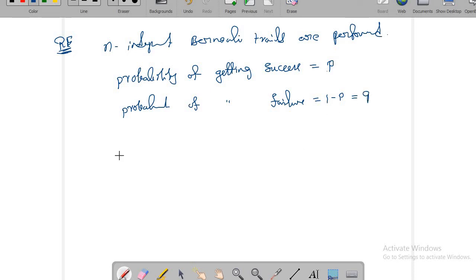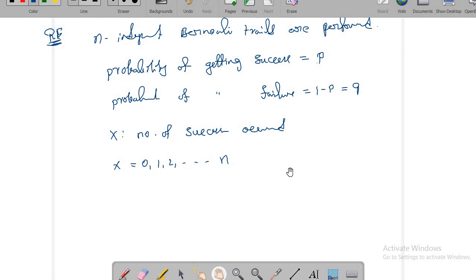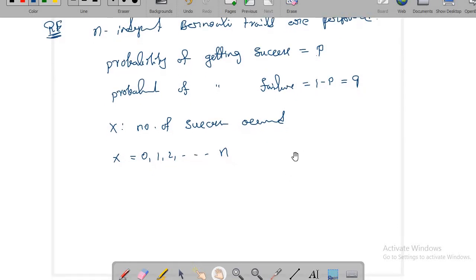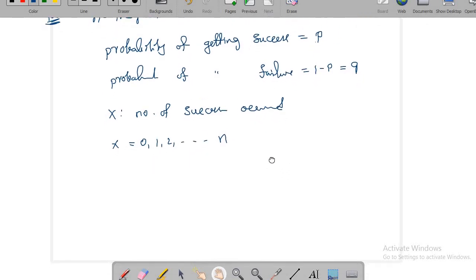So now let me define my random variable X that counts the number of successes that occurred. Right. So now what are the possible values of X? X can take the values 0, 1, 2 up to n. Why? Because we are performing n trials. It is possible that at max n successes can occur, and it is possible that no success occurs. So these are the possible values of X.